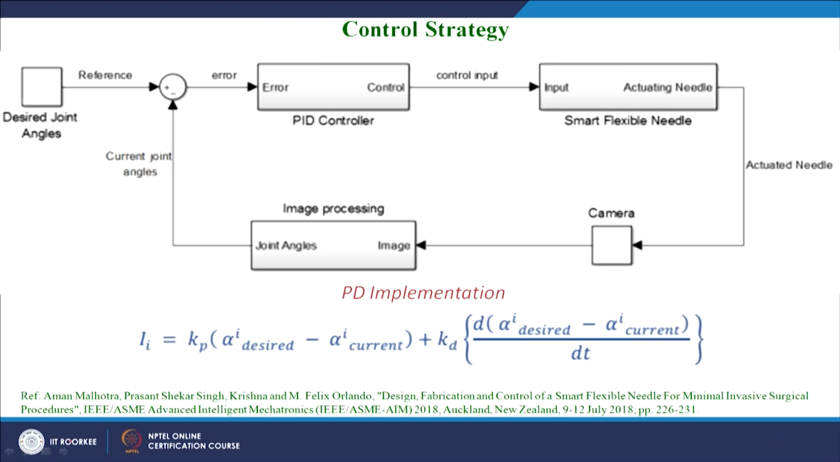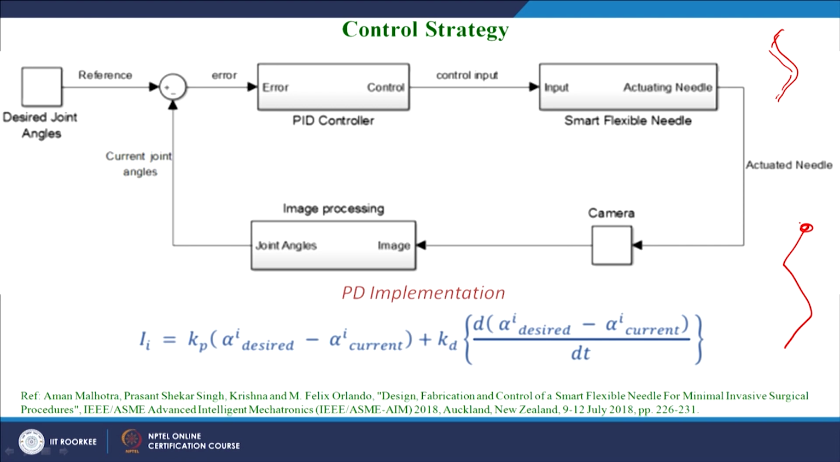And now coming to the control strategy. The control strategy is such that, given the desired angle, the basic objective of this needling system is that the whole shape of the needle should go and get set with the desired shape given.